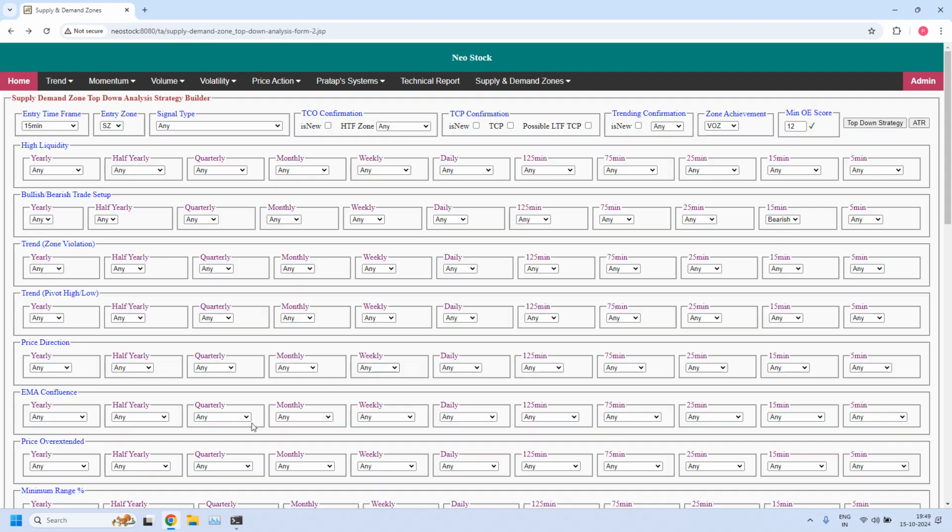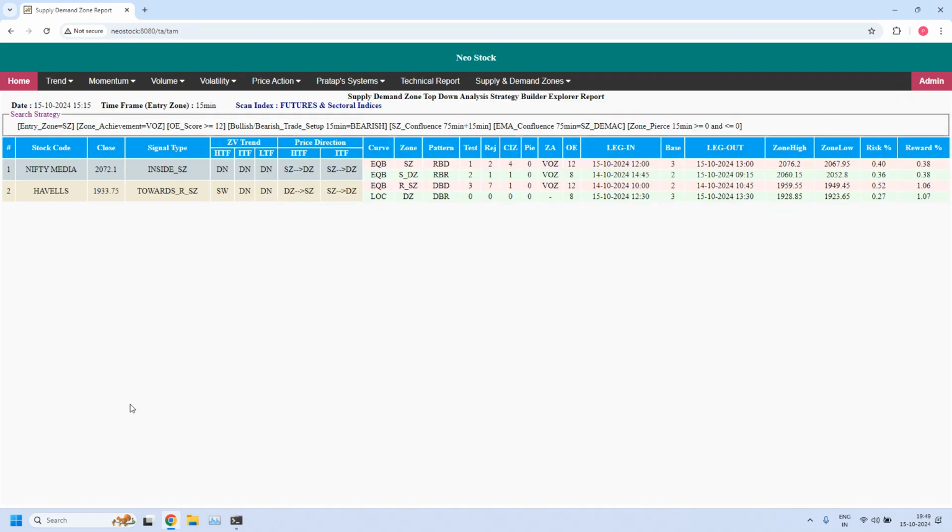Let's verify. In the EMA confluence at 75 minutes time frame, the 75 minutes supply zone with daily EMA confluence. So these 2 stocks are filtered. First one is an indices, second one Havells. It is probably a high probability setup. Maybe that is the reason why it has already been tested 3 times. And also it is a high liquidity zone.